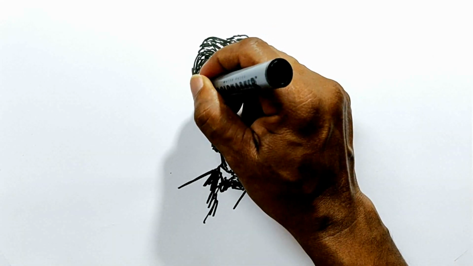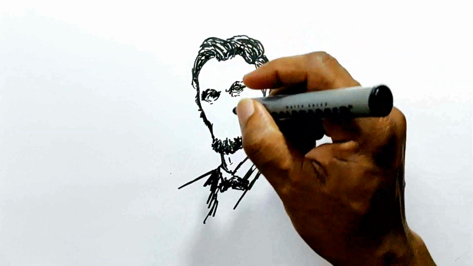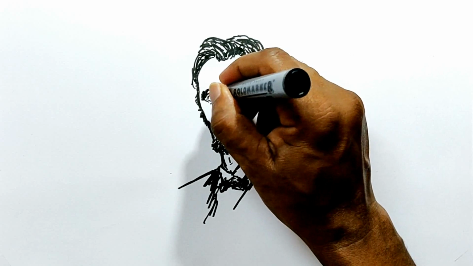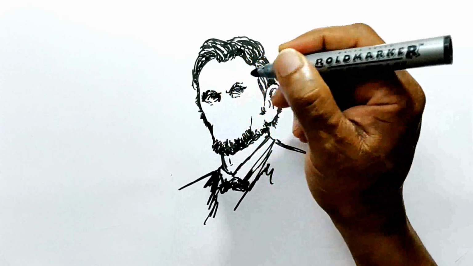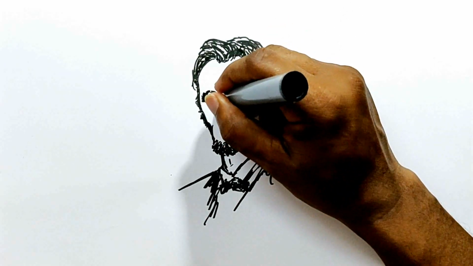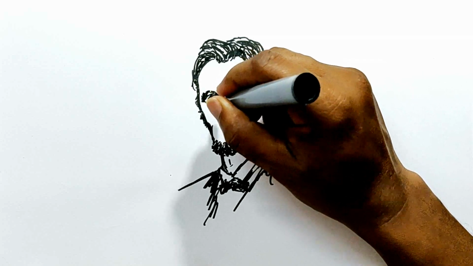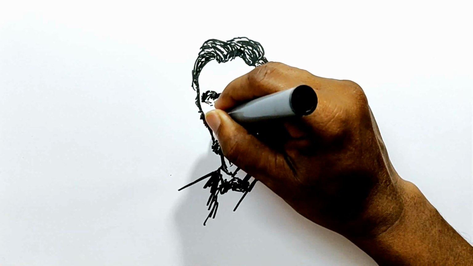These are the wrinkles around his eyes. Oh, that's enough. Too many lines is going to spoil it, so let's leave it as it is now. Right, and his nose is also, he's got a long nose.